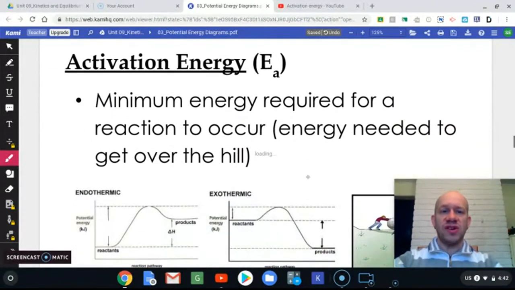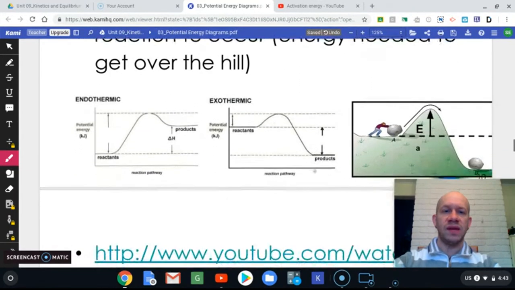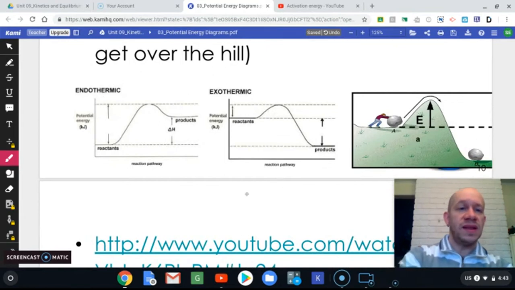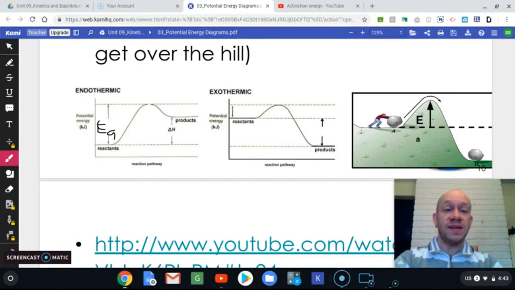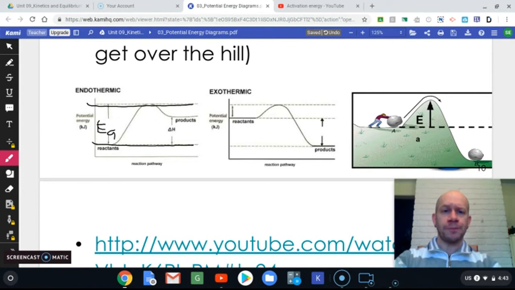The activation energy is defined as the minimum energy required for a reaction to occur. This is the energy needed to get over the hill. So if we look at our two different types of potential energy diagrams, the activation energy always starts at the reactants, and it goes all the way up to the very top. So from this dotted line on the reactants energy up to the dotted line at the very peak. For an endothermic reaction, that energy is always going to be higher, or it's usually going to be higher.